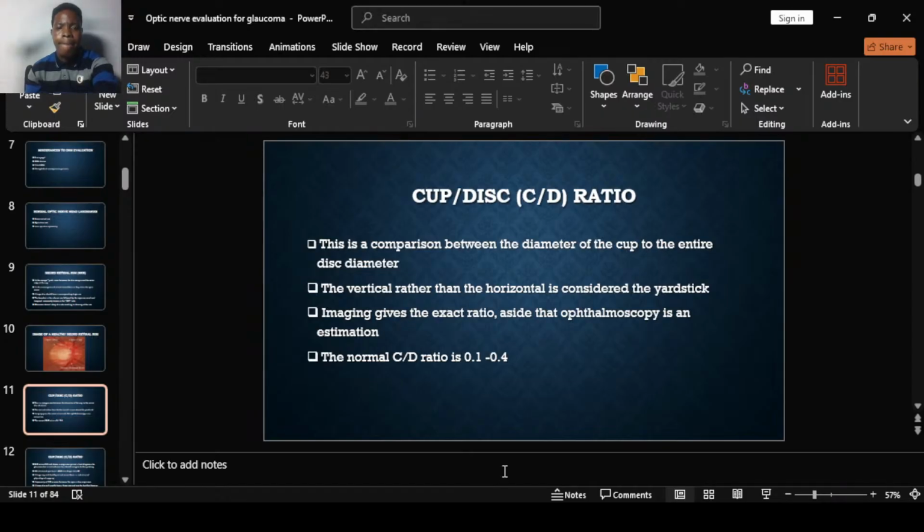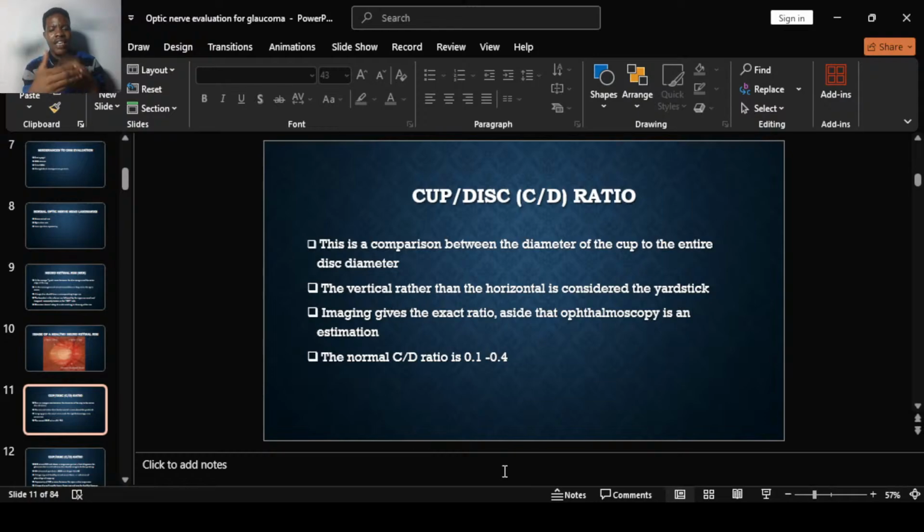Also, let's look at the cup to disc ratio. So the cup to disc ratio is the comparison between the diameter of the cup to the entire disc diameter. So the vertical rather than the horizontal is considered the yardstick. So when we want to measure the cup to disc ratio, we do not look at the horizontal part, we look at the vertical. Even though your OCT will still tell you the horizontal cup to disc ratio, our yardstick is the vertical portion, not the horizontal.